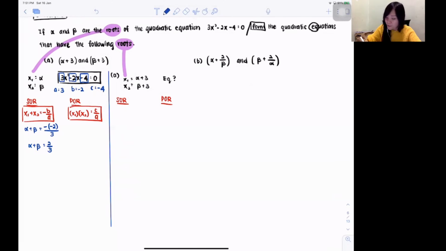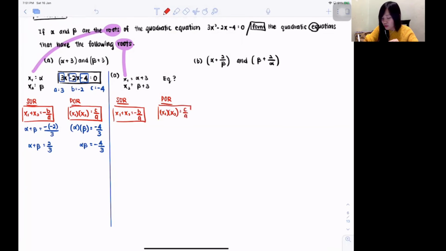Next one, POR. x1, x2 again is this one. Alpha, beta. C over A: C is here, A is here. Isn't it negative 4 over 3? Alpha times beta, alpha beta equals negative 4 over 3. So far the left side SOR and POR are already done. Let's do the right side one, because the right side will have other roots. Other roots will have another SOR and POR. So please don't be lazy, do another set.